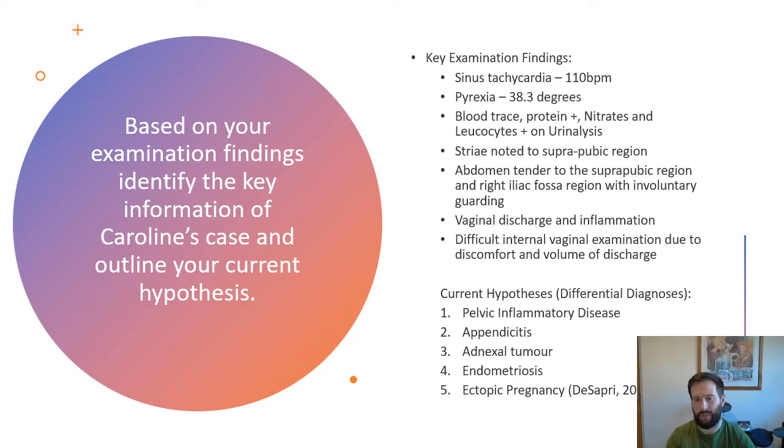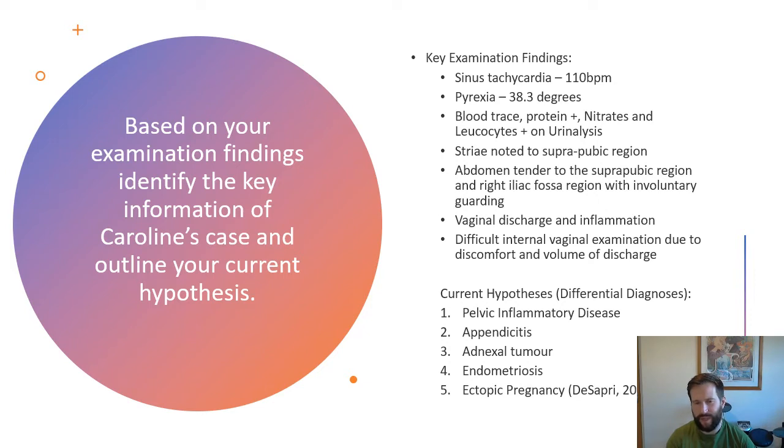You can also get suprapubic pain. There's no typical presentation of appendicitis, not really. One of the other things that we could consider is an adnexal tumour, but I think that's less likely because that would usually be asymptomatic. They're usually found as collateral when patients are being investigated for something else.